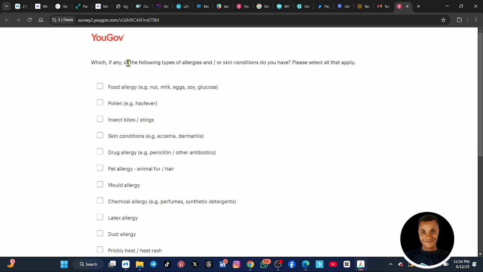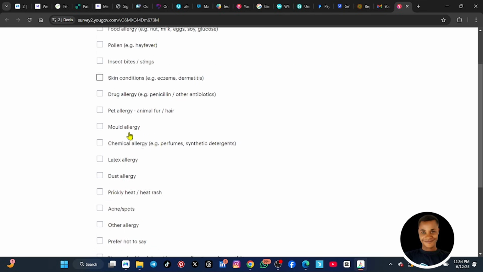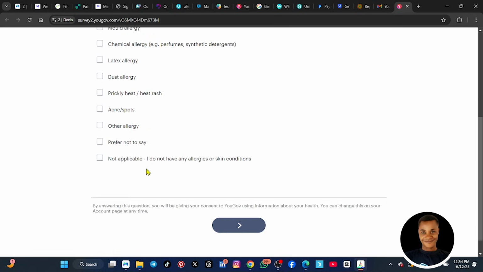Which of the following types of allergies and skin conditions do you have? I currently do not have any allergies, so I'm going to give an honest answer. Not applicable. I do not have any of the allergies.